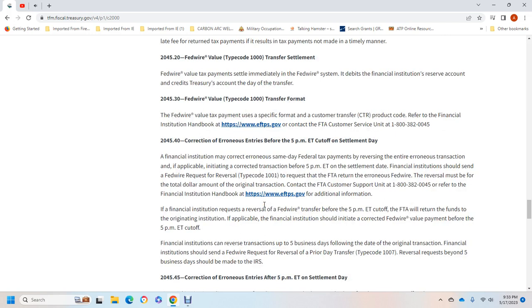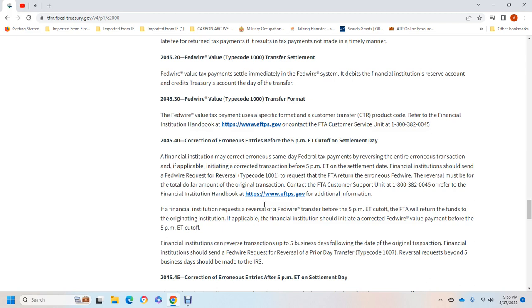2045-40, correction of an erroneous entry before 5 p.m., the cutoff of the settlement date. Financial institutions may correct an erroneous same-day federal tax payment by reversing the entire erroneous transaction and, if applicable, initiating a corrected transaction before 5 p.m. Eastern Time on the settlement day. The financial institution should send a Fedwire request for reversal to the federal tax application. The erroneous Fedwire reversal must be for the total dollar amount of the original transaction. Contact the federal tax application customer service unit or refer to the financial institution handbook for additional information.